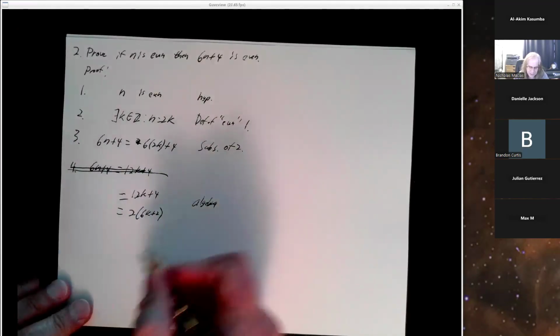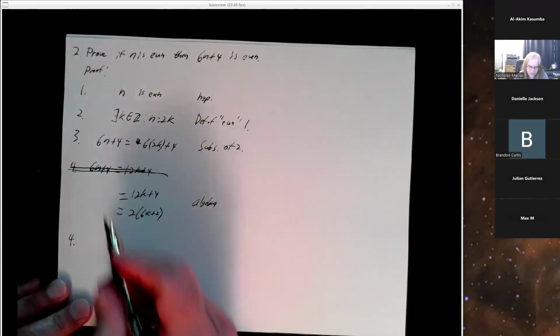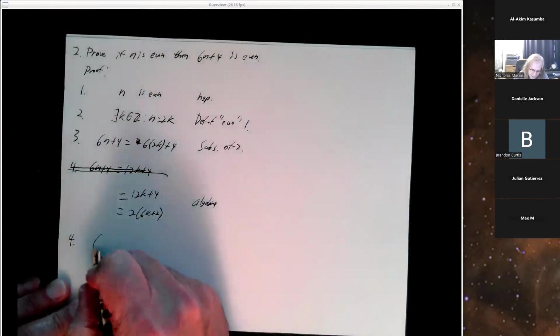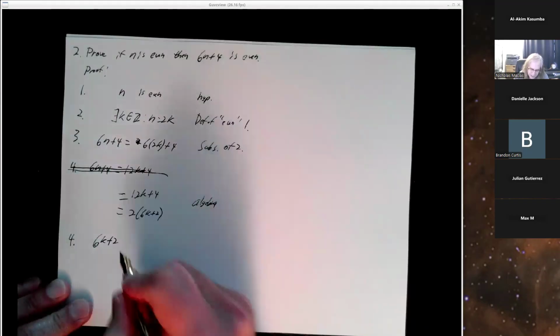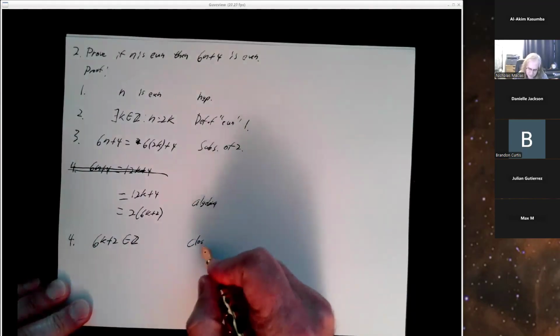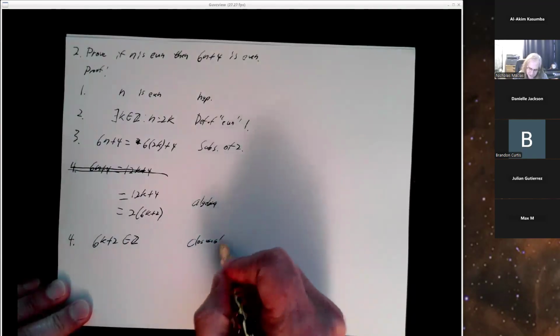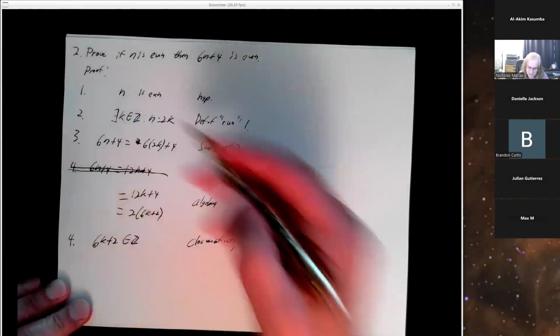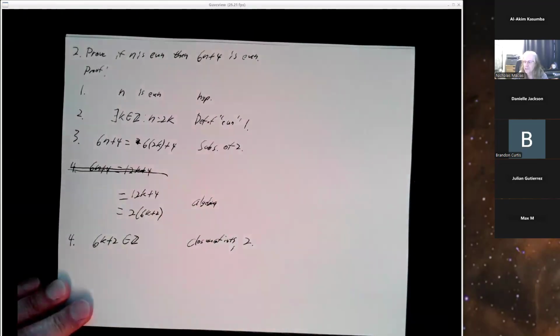And once you've got this in whatever form, now we've written 6n plus 4 equals 2 times this thing. Go ahead and state that this thing is an integer. And that's from closure of ints and the fact that k is an integer, which was part of proposition 2.